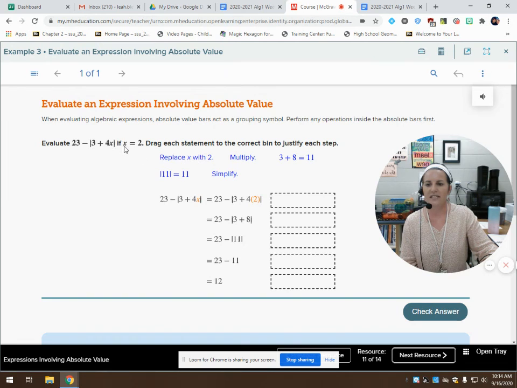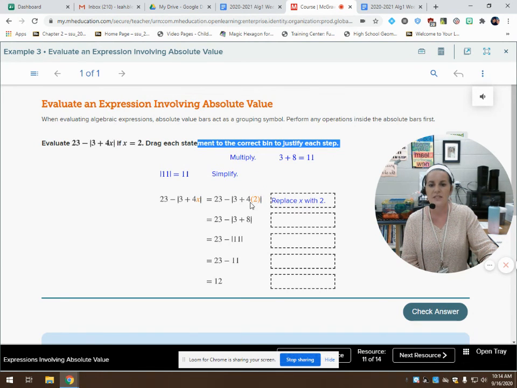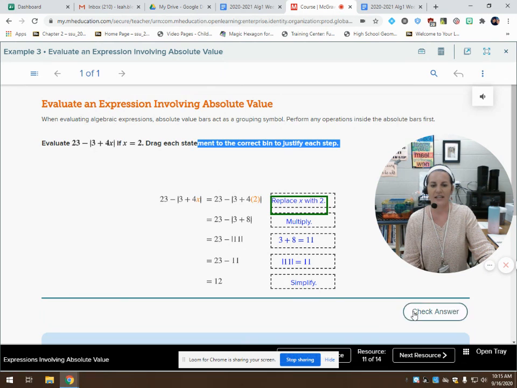So we're going to replace all of my x's with 2. And you can see that's what they did here. They replaced my x with 2. Then they went ahead and multiplied that 4 by 2 and got 8. So next we've got to simplify what's in the absolute values because it's as if it's what's in parentheses. It's grouped together. So we add that 3 plus 8 together and get 11. So next we're going to take the absolute value of 11, which I know is 11, and now we can evaluate what is 23 minus 11. That is 12.